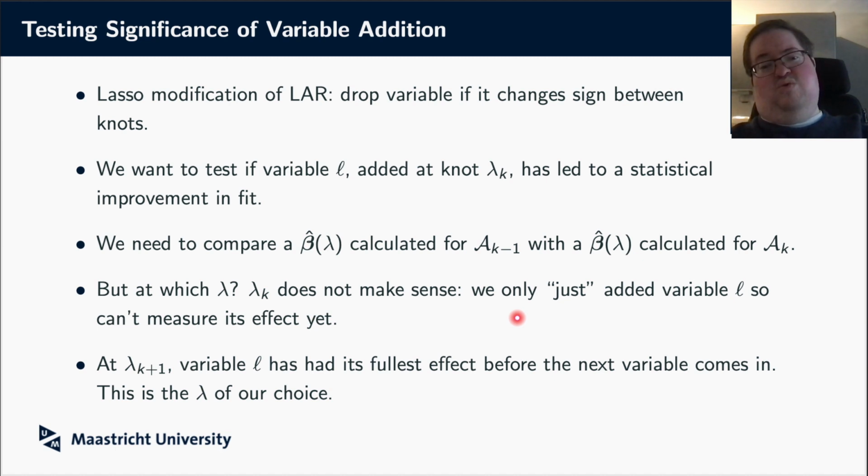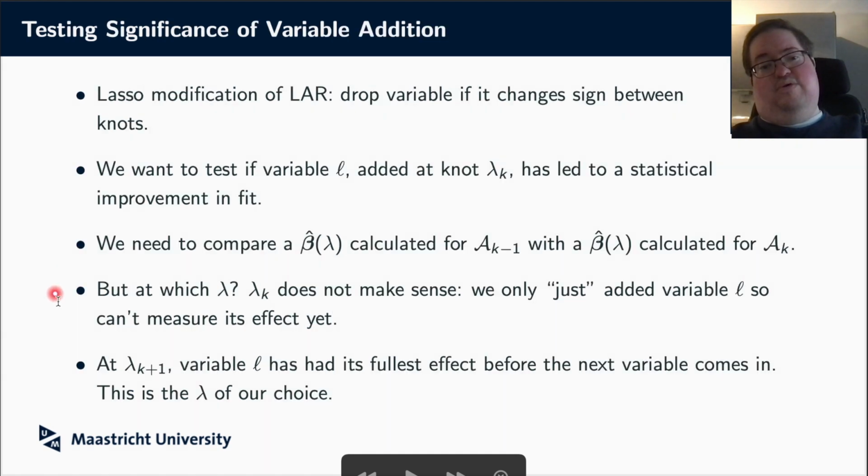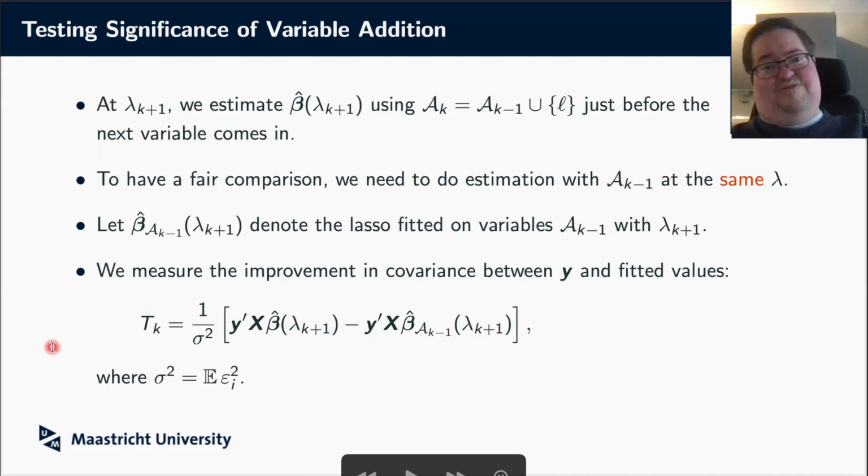So what we do is actually go one step further, so we fully go through this step until we actually end up with the point where we add the next variable, which we then actually don't do. But at that point, we fully used up lambda to give the new variable its full effect before we actually move on to the next one. So at that point, lambda_{k+1}, this is the best choice to actually perform this analysis.